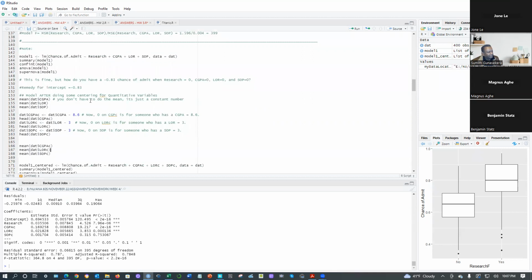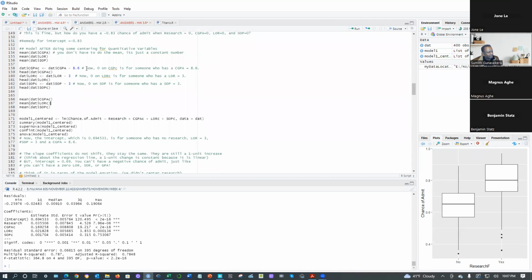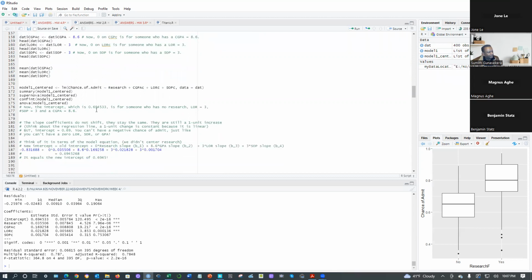If you want that value to make sense, see, now 0 means 8.6. Careful. Anybody who has 8.6 will be considered as CGPA 0. Anybody who has a 3 means 0. See the way we set this up. Now the intercept, which is 0.694533, is for someone who has no research, LOR 3, SOP 3, and CGPA 8.6. No research too.